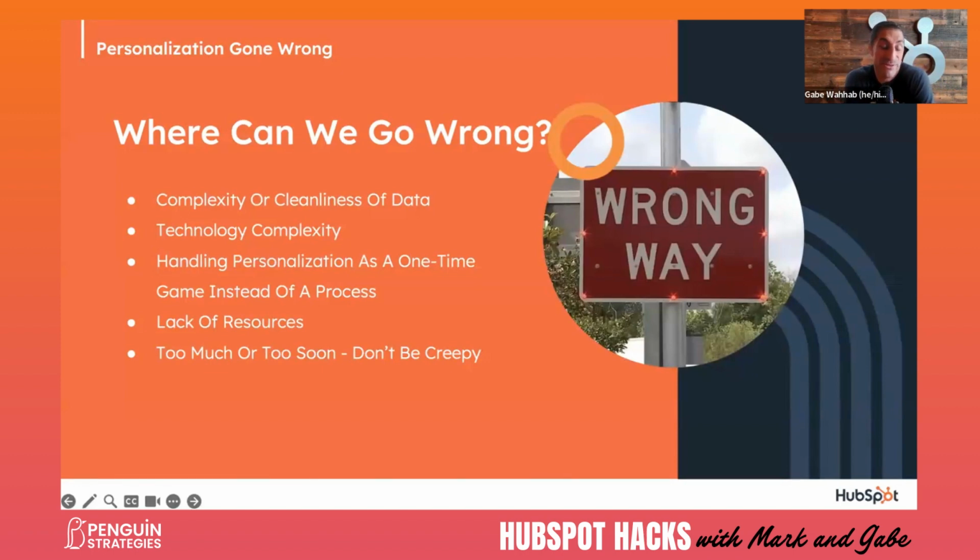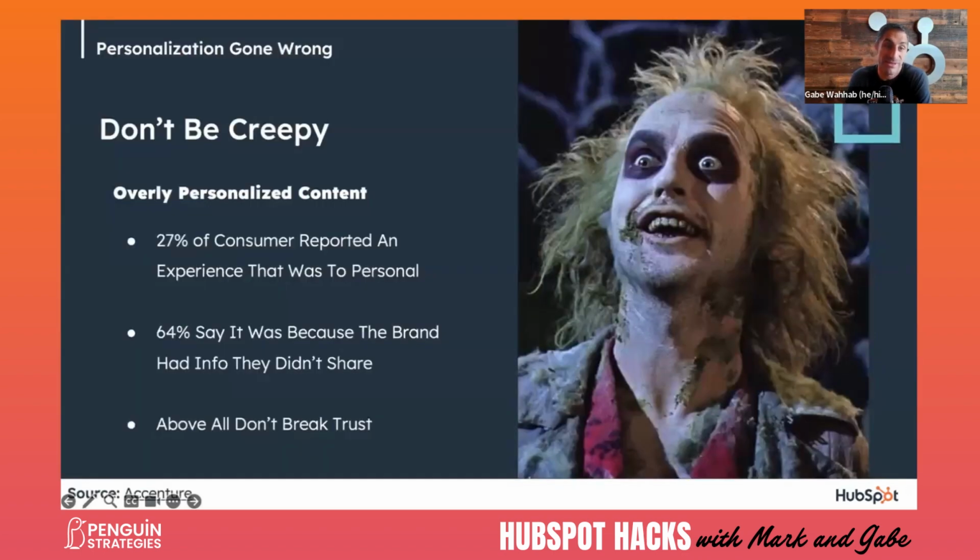Another personalization killer is an overly complex tech stack. Having to cobble together several systems like a CDP, a marketing automation platform, a CMS, and more can be really, really difficult, and it takes a lot of time. If you're using HubSpot, you won't have to worry about that. But looking at personalization as a one-time process is also another way that you can go wrong. Personalization isn't something that you necessarily just set and forget. Lack of resources, we talked about earlier. There's going to be a lot of different teams involved. It's a team effort, which really needs to be prioritized. And finally, too much personalization, or personalizing too soon, also known as being creepy.